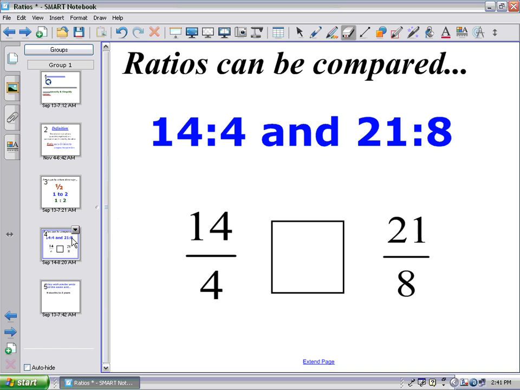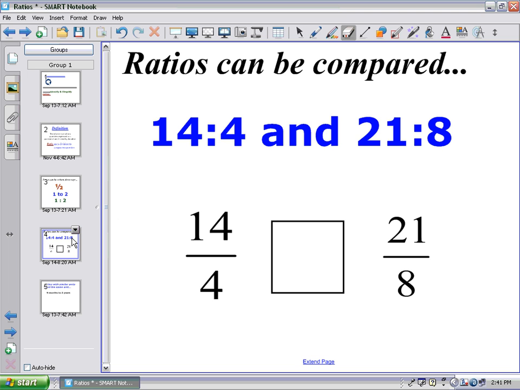Fractions are very useful. Notice ratios can be compared. I can determine which ratio is bigger by using a technique referred to as cross-multiplying. Notice my two ratios. I have 14 to 4 and 21 to 8. The first thing I do is make them both fractions. The first number stays on top, the second number goes on the bottom, like you see here.